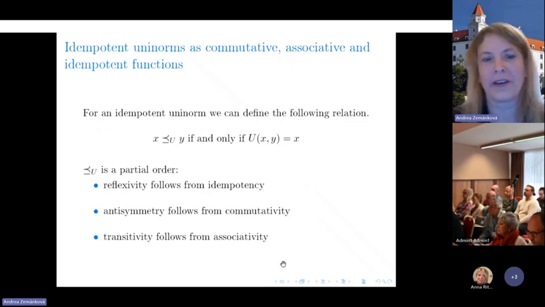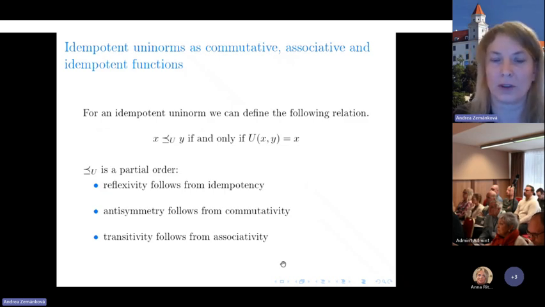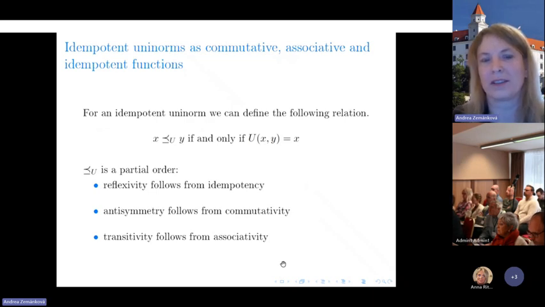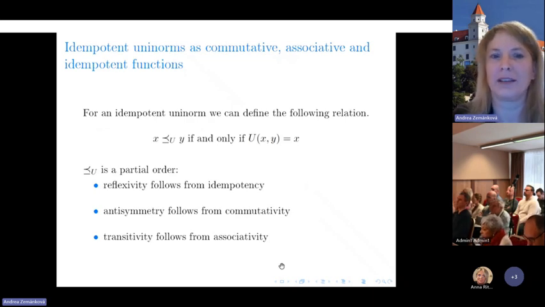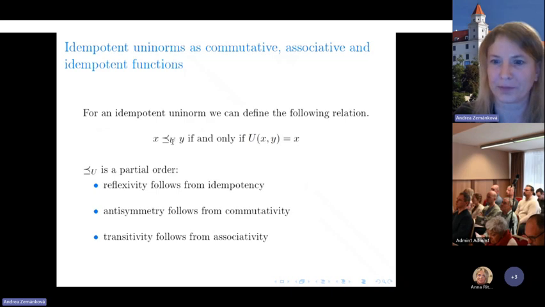And also in the opposite direction, taking any partial order that defines a meet semilattice, the corresponding meet is commutative, associative, and idempotent. So from this, we see that the only problem in this characterization is the monotonicity. Or alternatively, we can say the compatibility between our lattice order and this U order.